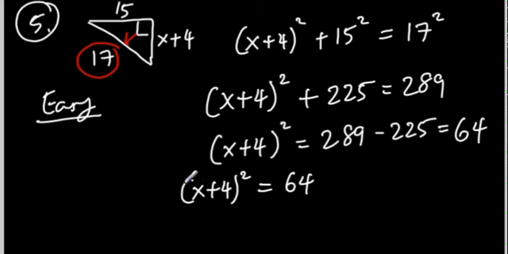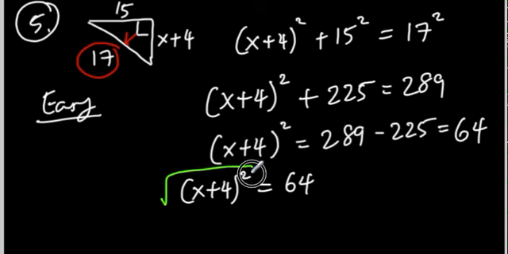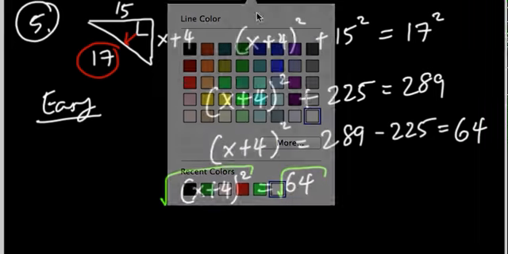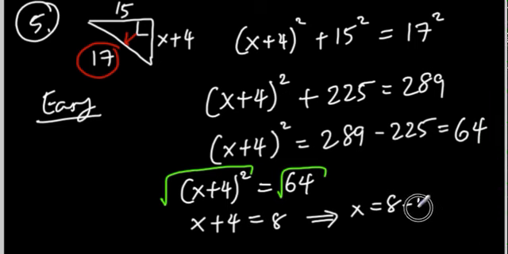Now if I want to get rid of this, I just square root both sides. So let me just use a different color here. So I can square root this side here, I can square root that side there, and what I'm left with is x plus 4 is equal to 8. Right? And what that means is x is equal to 8 minus 4, which is equal to 4.